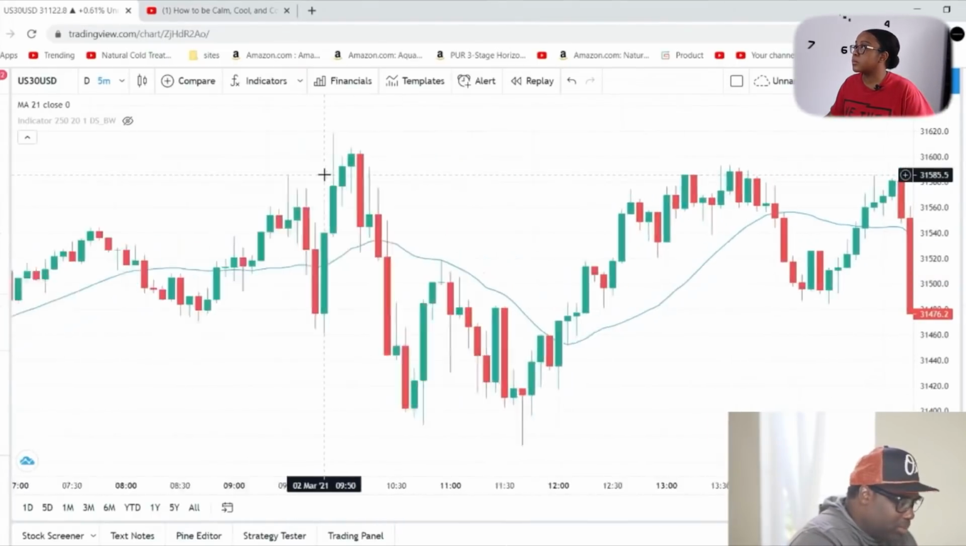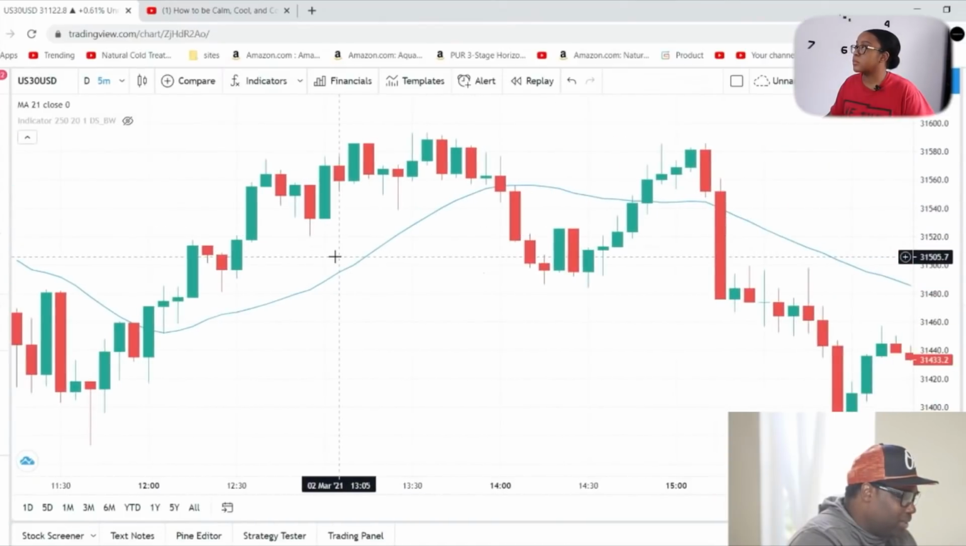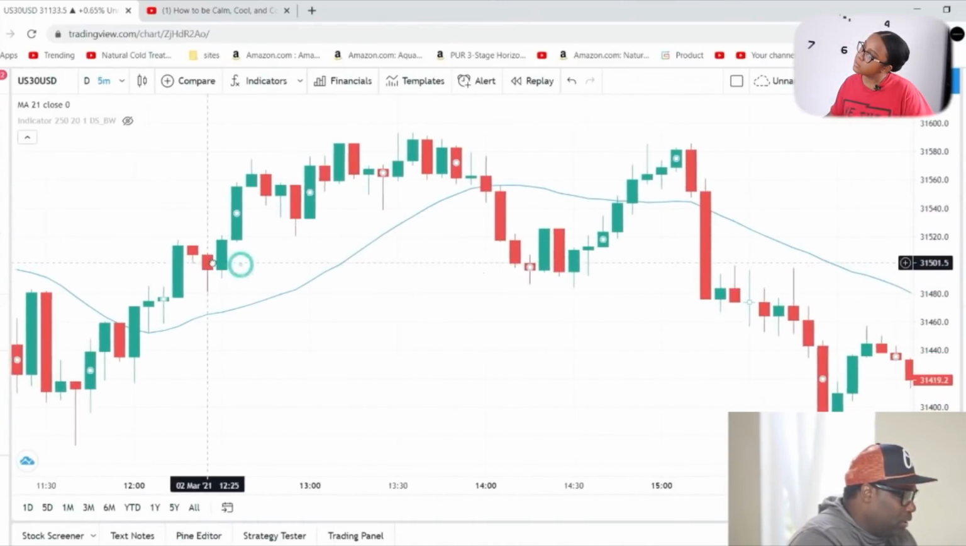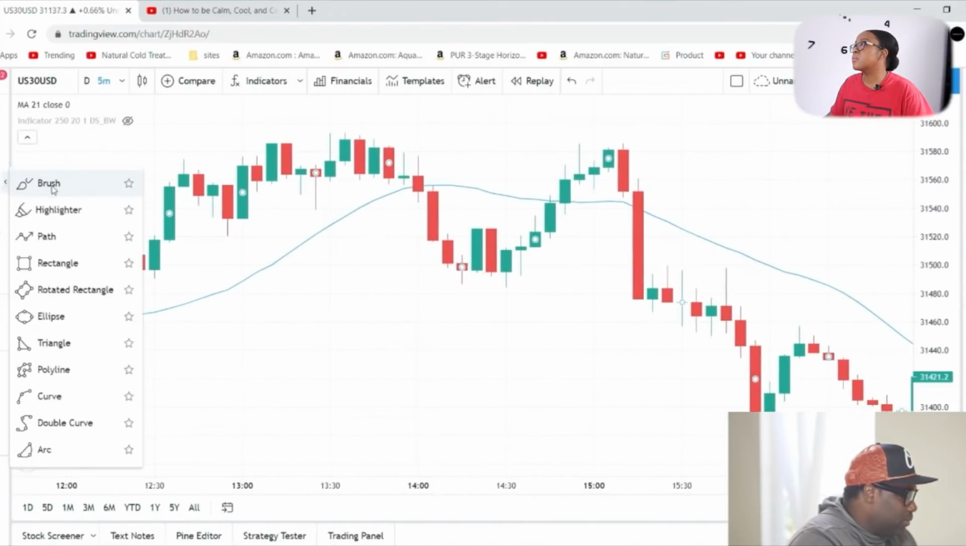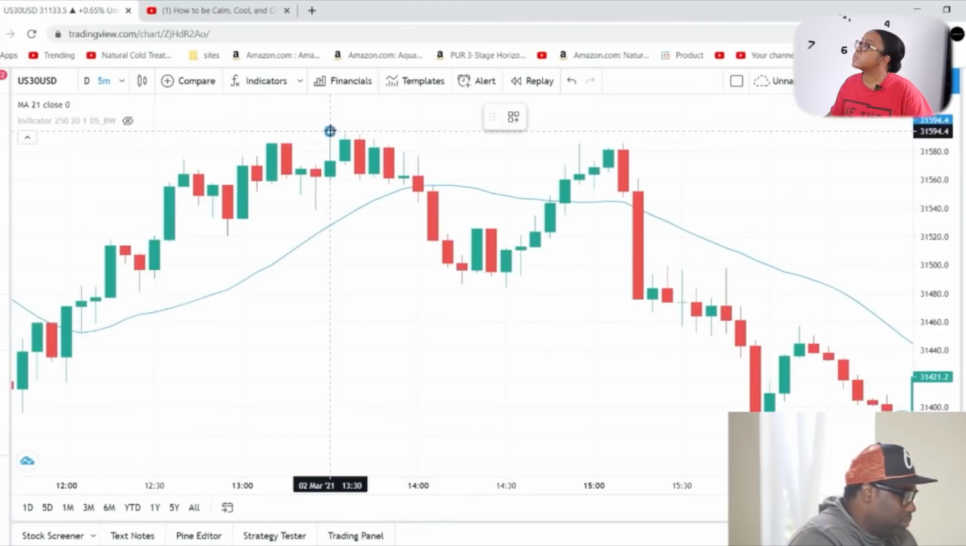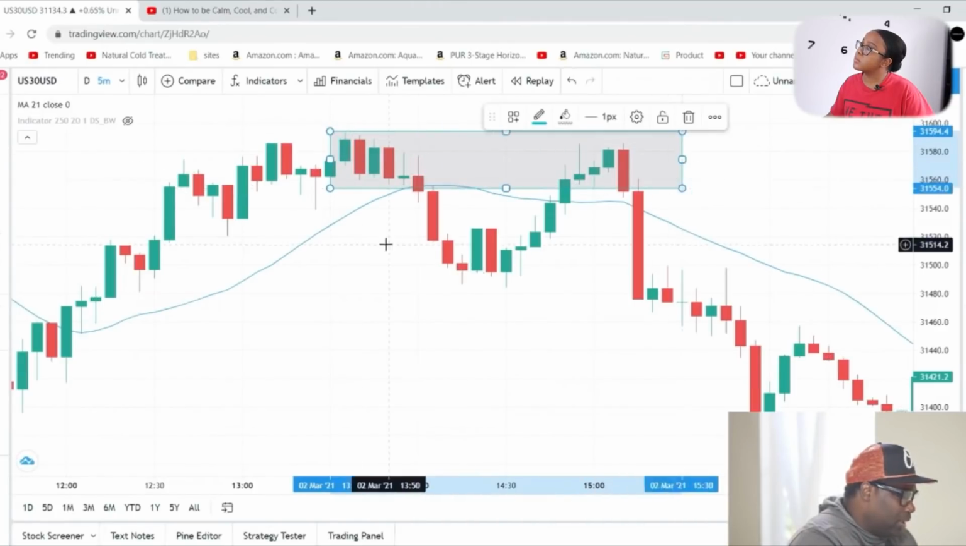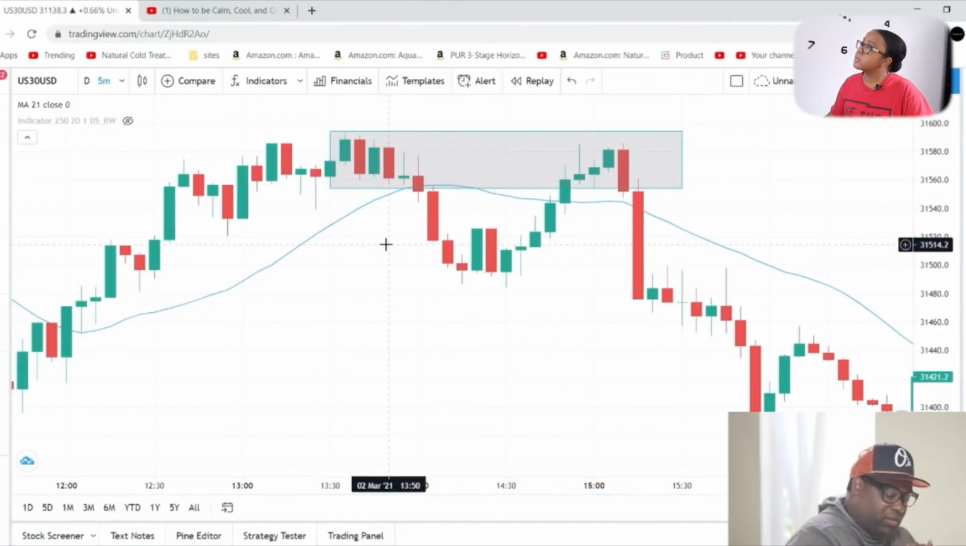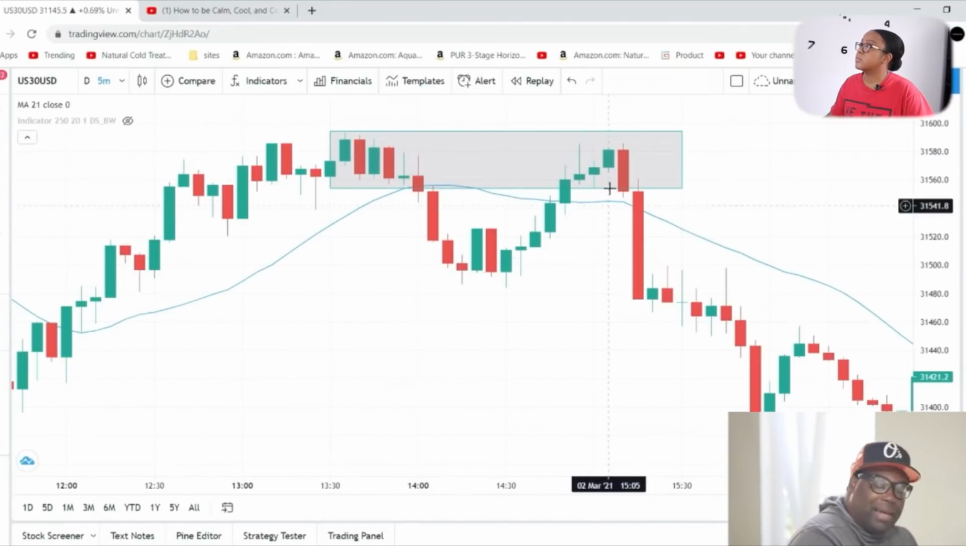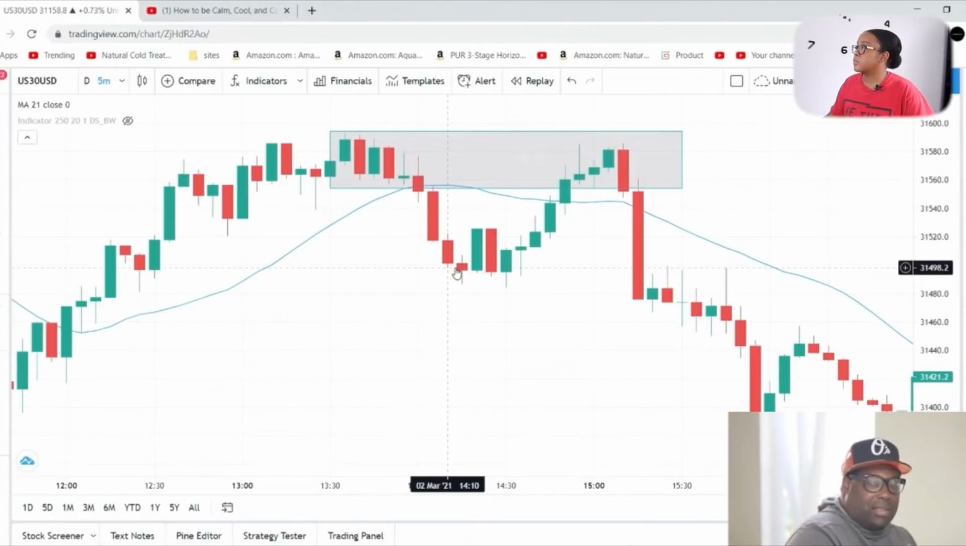Again, I can use supply and demand. We have a nice supply right here, so I would just basically take this and put this supply right here. Now, supply and demand is basically aggressive buying and aggressive selling. So we have aggressive selling right here. It came back to that supply zone. I would be interested in taking a trade right there. So that's how I attack the market.